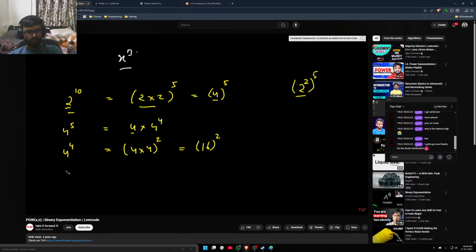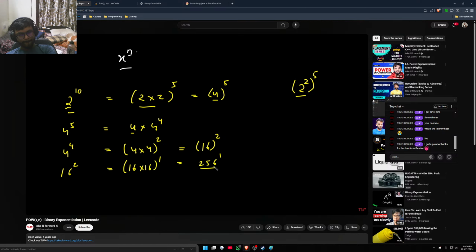Now at the next step, we just need to find 16 to the power square, which can be written as 16 into 16 to the power 1. So we have got 256 to the power 1. So you write 256 to the power 1. What you are going to do is, you're going to write 256 into 256 to the power 0. Now you know something, that anything to the power 0 will always be 1. So I can write 256 to the power 1 as 256.